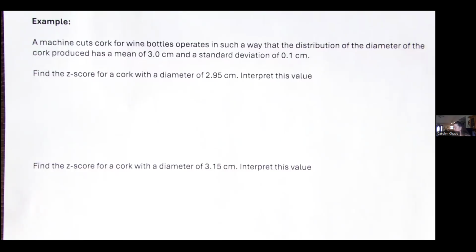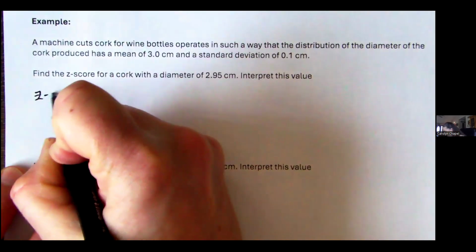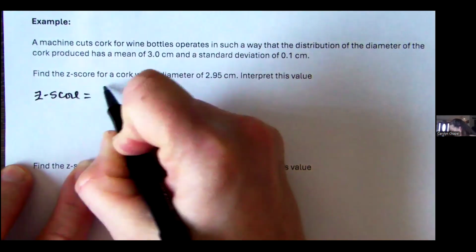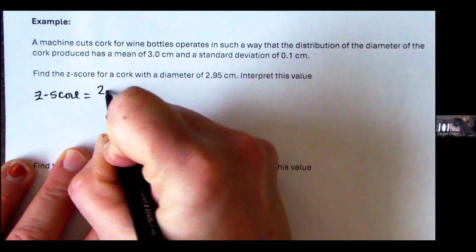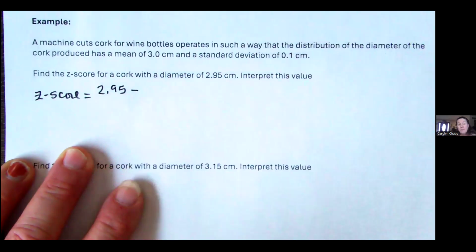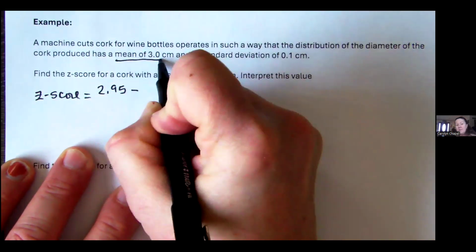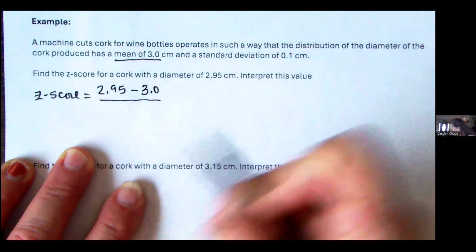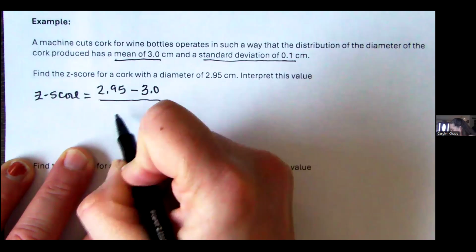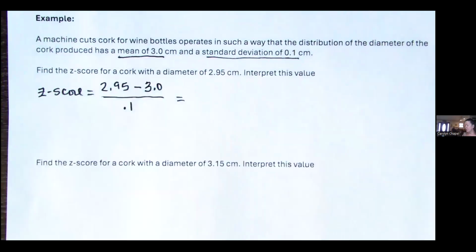So again, the formula is z-score is our data value, and our data value is the point in question, so that 2.95. We will subtract the mean. So our mean is 3.0. And then we're going to divide by our standard deviation, which is 0.1. Now make sure you actually do the subtraction first. And we do want to keep the sign in there. So you'll notice we will get a negative value.